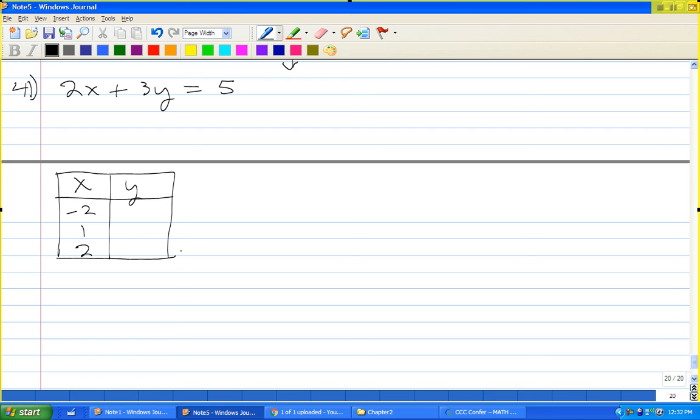So negative 2, 1, and 3. So that'd be 4. Okay, so let's try to determine the corresponding values. So let's see what happens when x equals negative 2.